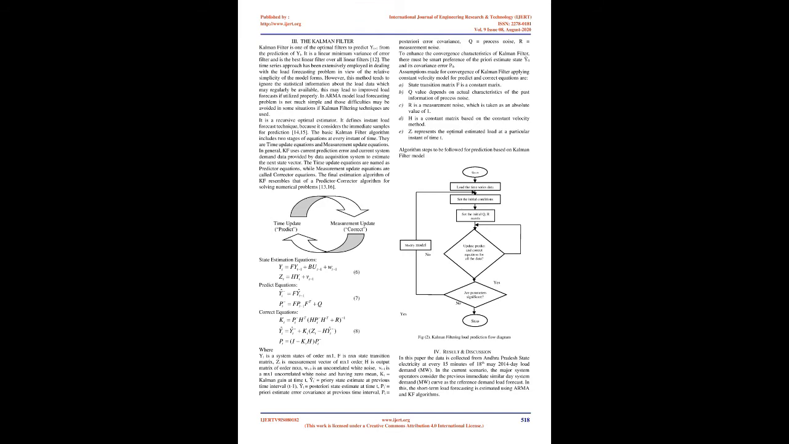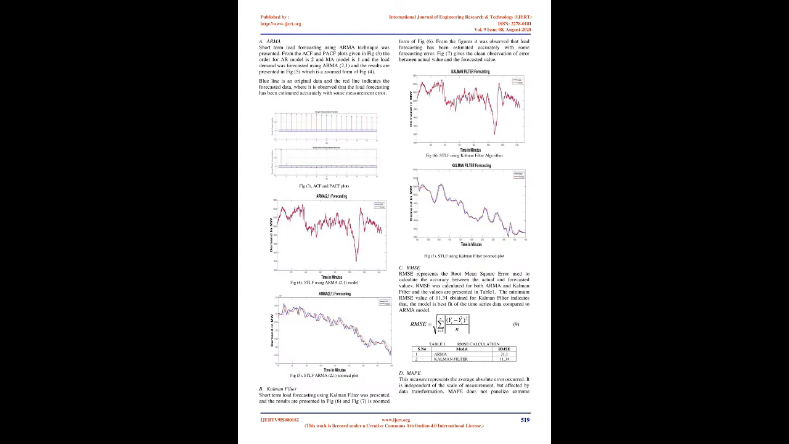3. The Kalman filter. The Kalman filter is one of the optimal filters to predict Yt+1 from the prediction of Yt. It is a linear minimum variance of error filter and is the best linear filter over all linear filters. The time series approach has been extensively employed in dealing with the load forecasting problem in view of the relative simplicity of the model forms. However, this method tends to ignore the statistical information about the load data which may regularly be available. This may lead to improved load forecasts if utilized properly.